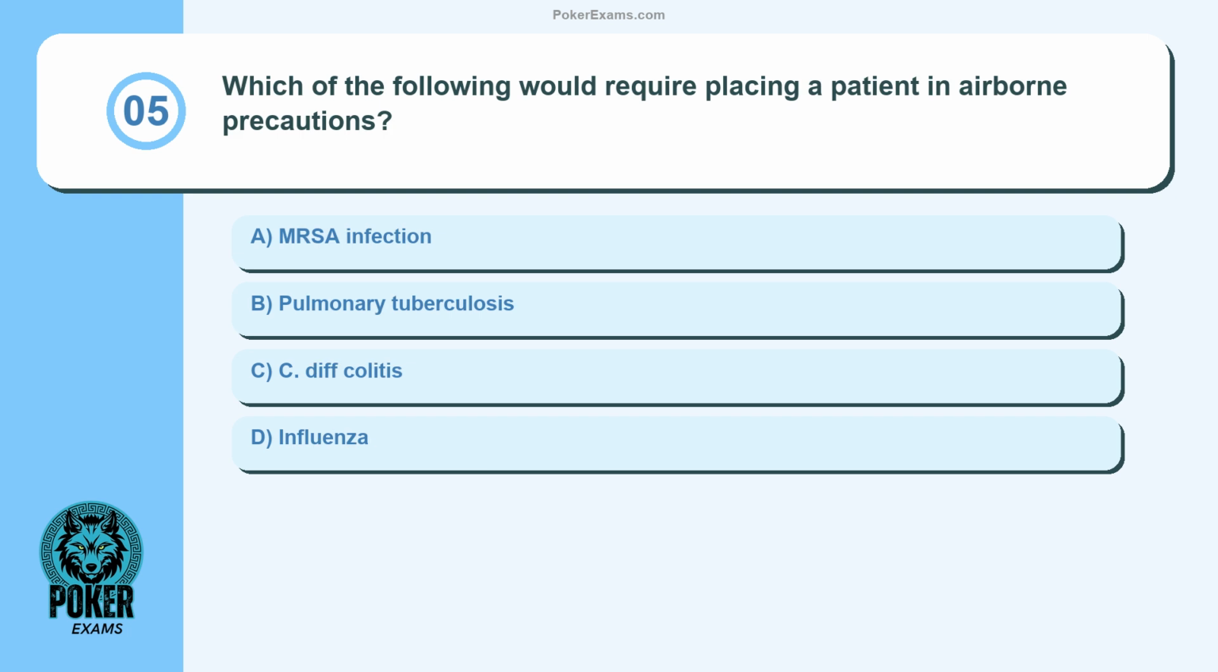Question 5. Which of the following would require placing a patient in airborne precautions? A. MRSA infection. B. Pulmonary tuberculosis. C. C. diff colitis. D. Influenza.